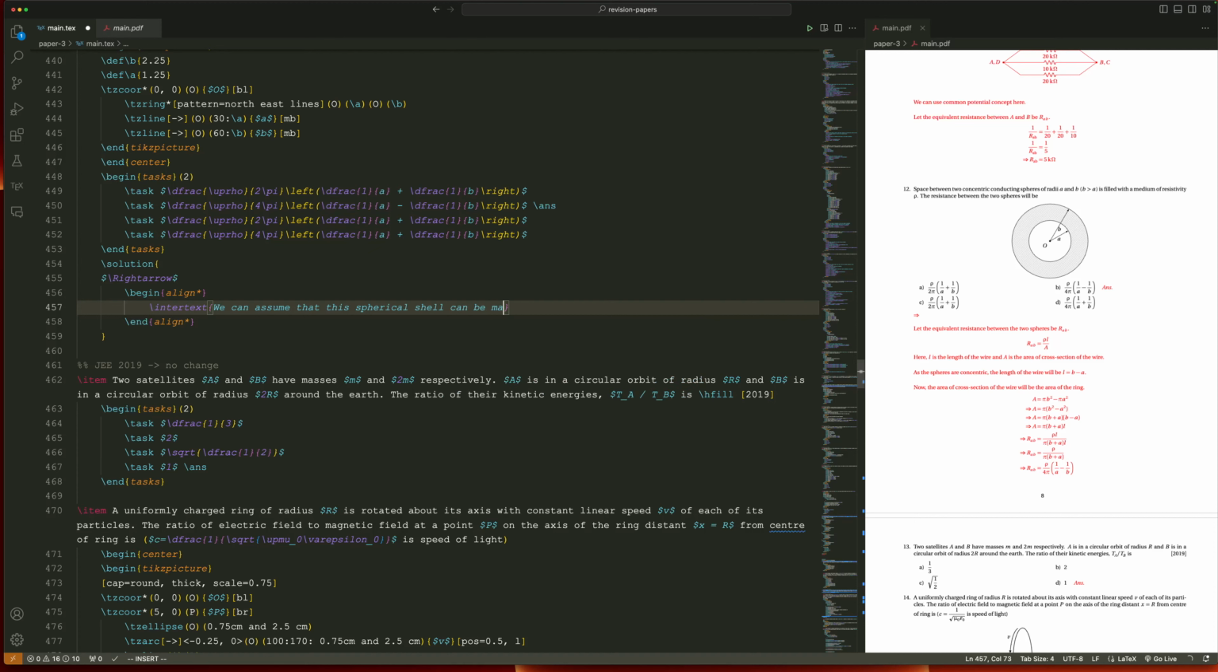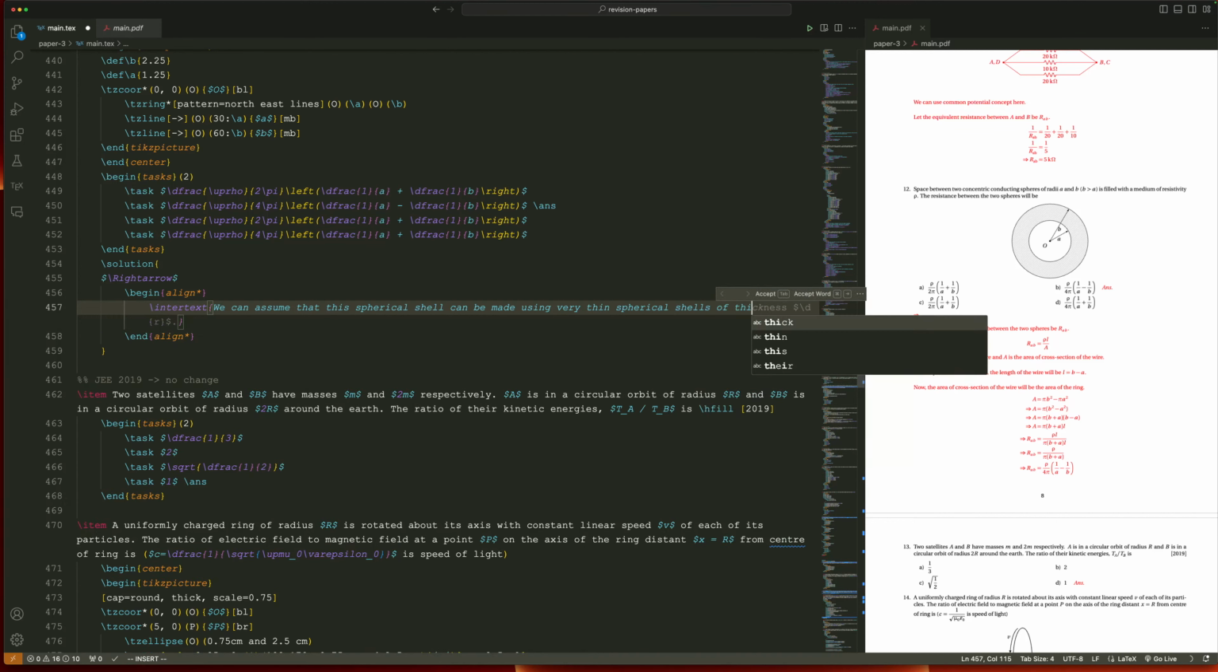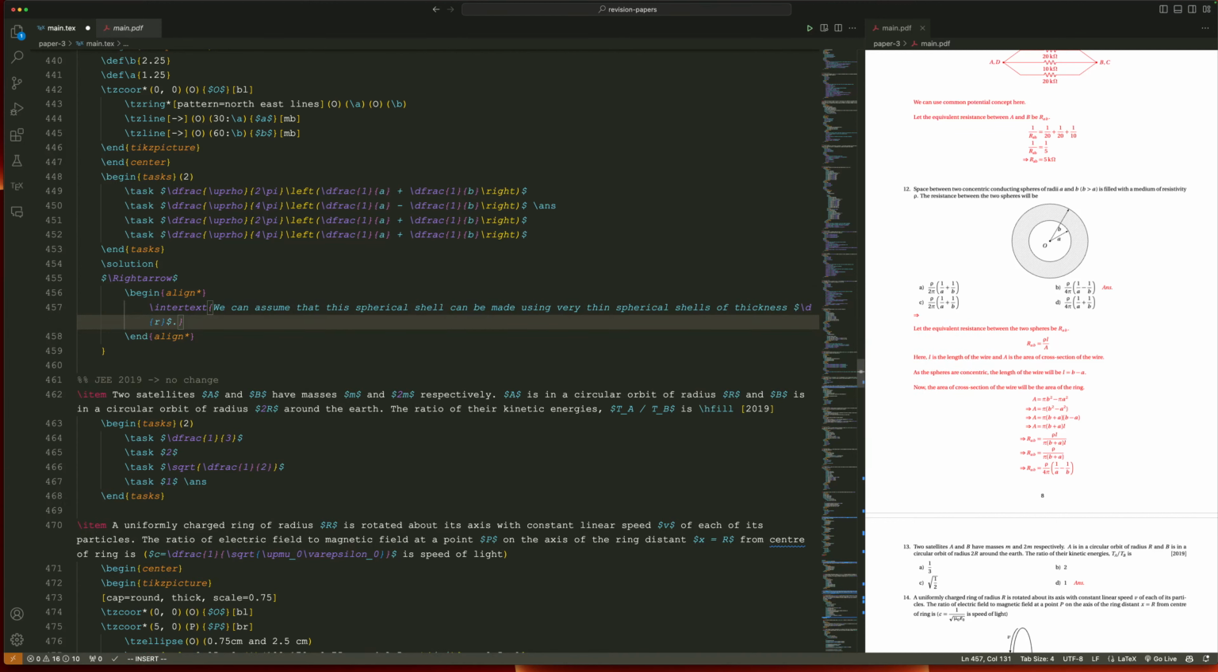shell can be made using very thin spherical shells of thickness dr, and all these shells are interconnected in series with each other. Like, how is each shell connected?